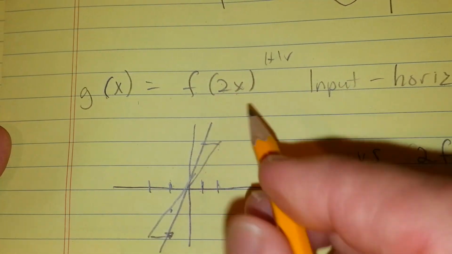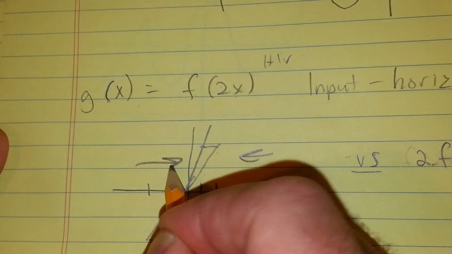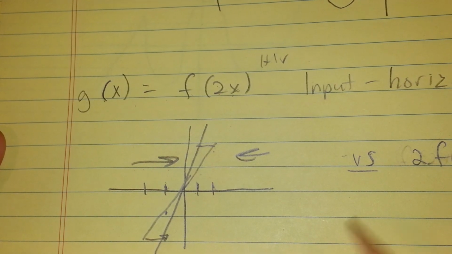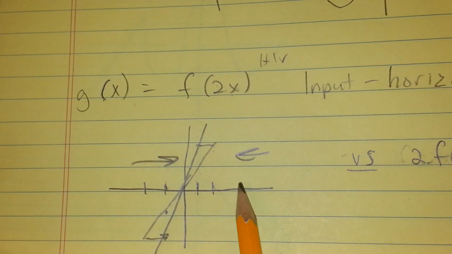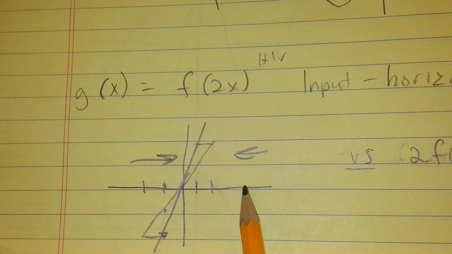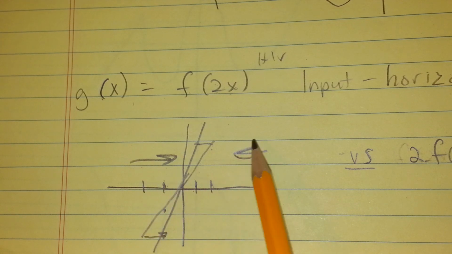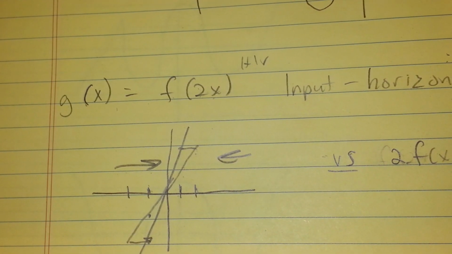And you notice how things get squeezed in. That's a horizontal compression, okay? All these values, you get values associated with bigger numbers or more negative numbers come in. You come in here and you get the value of 2. If I come in here, I get the value of negative 2. And things get squeezed in. It's a horizontal compression.